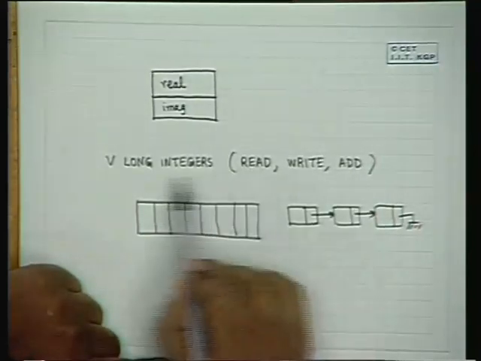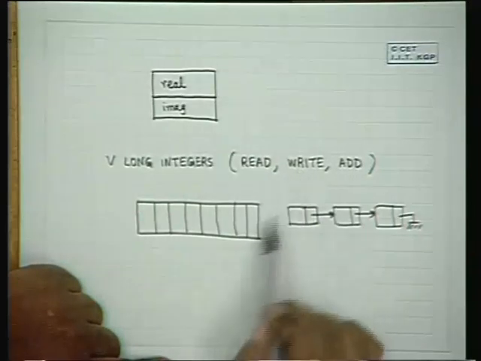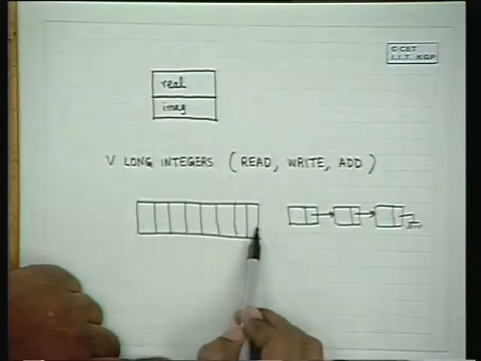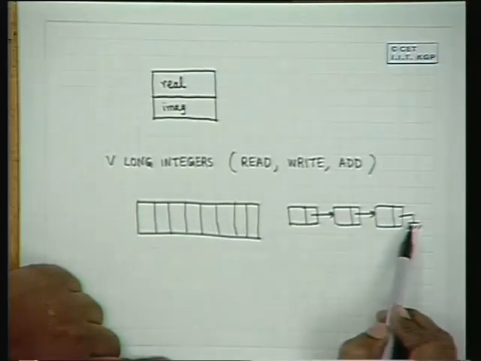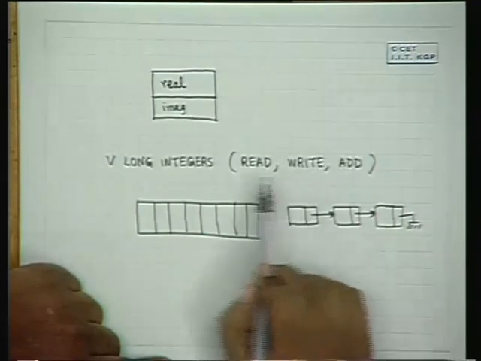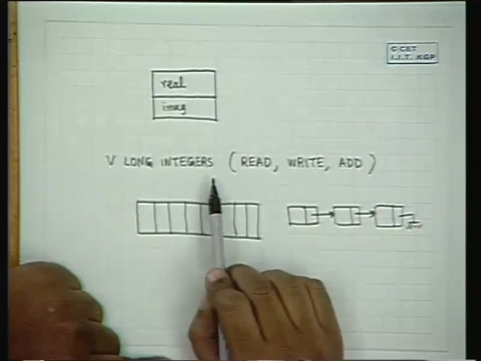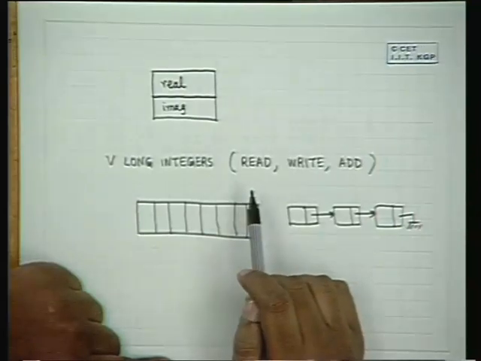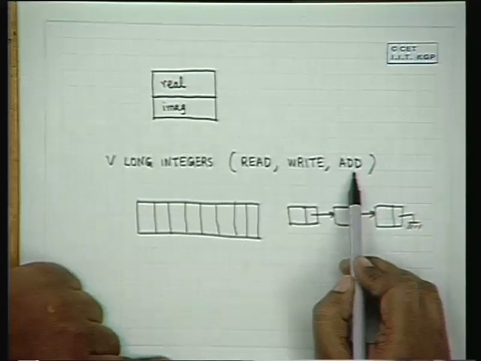Now given two such very long integers, reading and writing them is no problem. One will require accessing the array and the other will require accessing the linked list, and the time of reading and writing will be proportional to the number of digits in that integer, which is quite fine because you cannot read it in less than that time. Addition, how would you do addition?